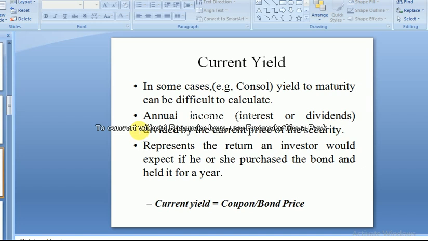But on another side, yield to maturity is the total return that is anticipated on a bond if the bond is held until its maturity date, or we can say maturation date.